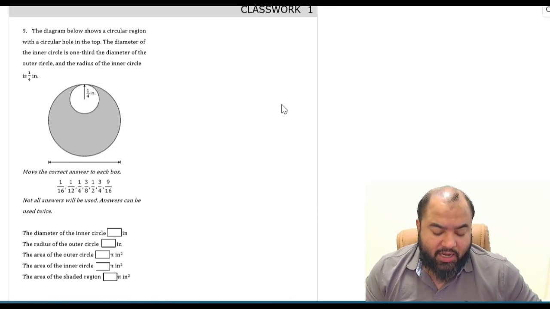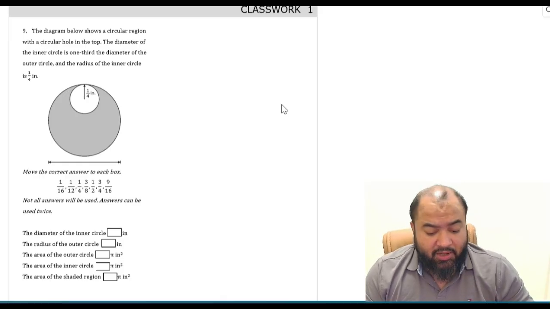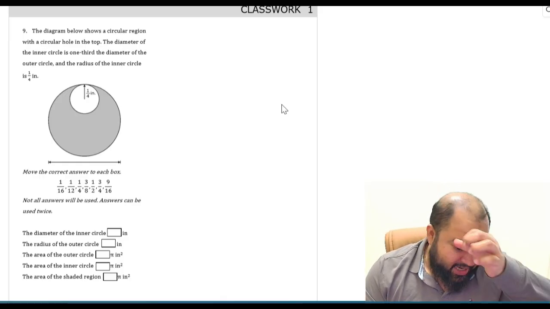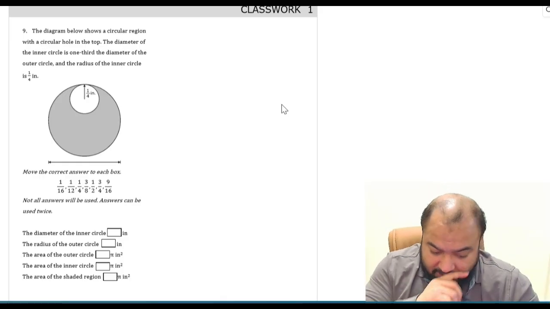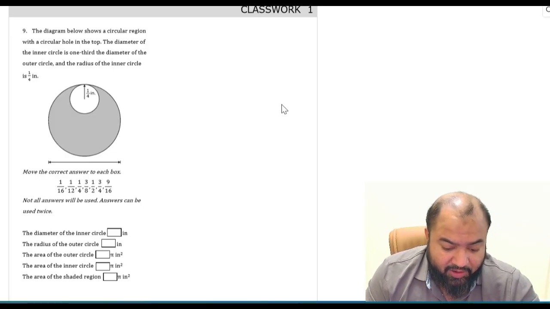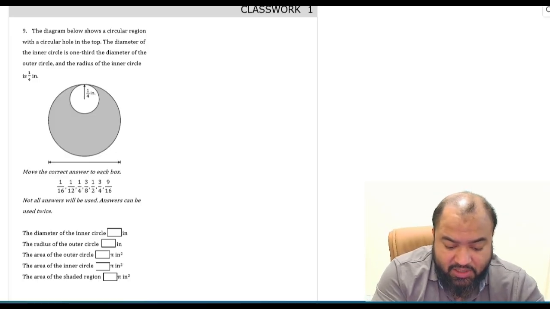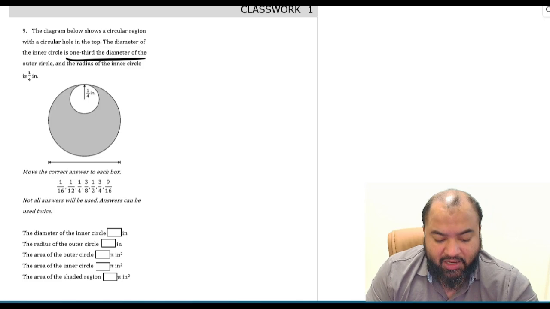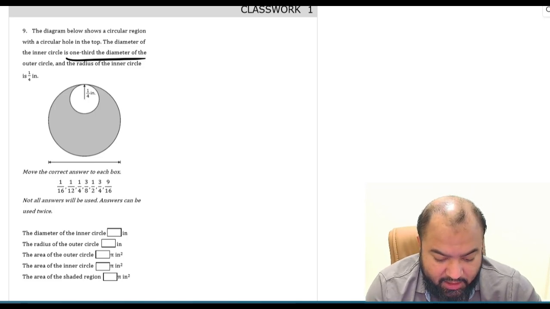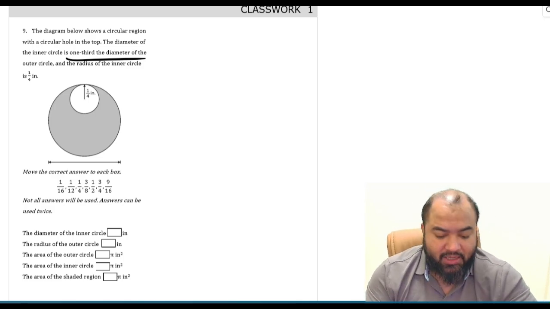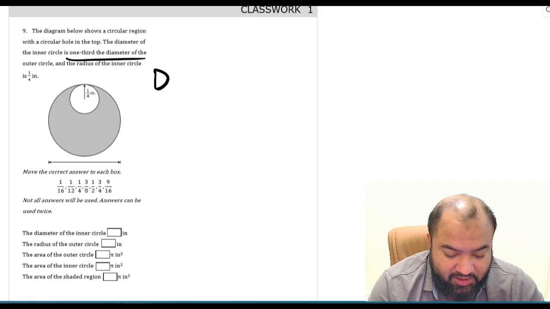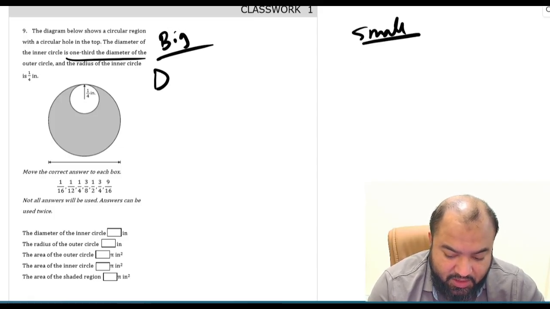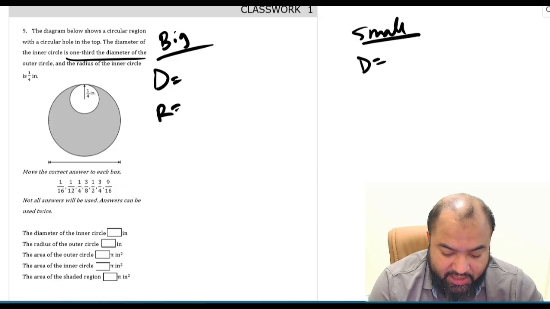All right, number 9. This one looks interesting. Now the diagram below shows a circular region with a hole, so we know it by now. Now the diameter of the inner circle is 1/3 the diameter of the outer circle. Oh, this one, there's a trick. Now the diameter, we know the big circle, let's say this one is the big one, and the smaller one, the diameter, radius, area. This comes down to all this, right?